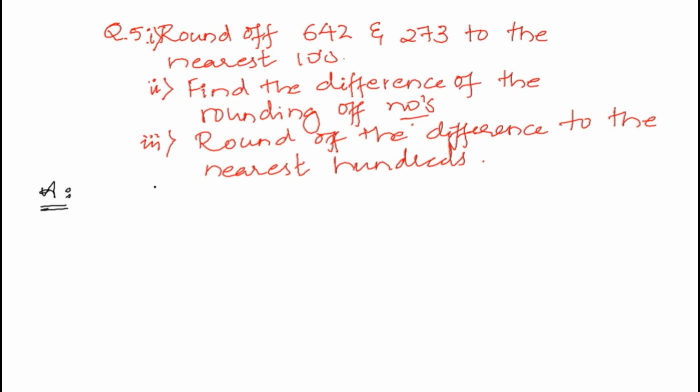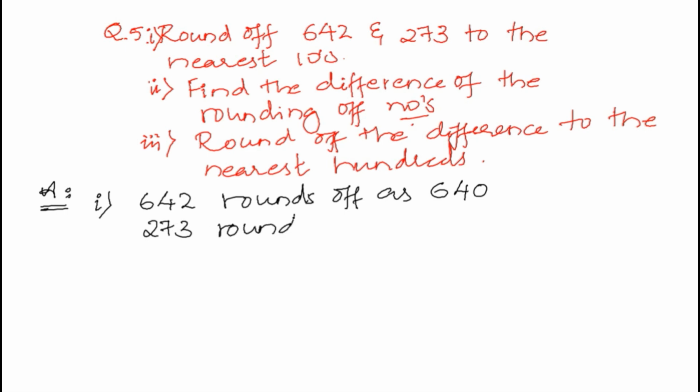First, we need to round off the numbers to the nearest tens. So 642 rounds off as 640. The reason is, for nearest tens, I need to look at units place. Here the units place is 2, therefore the rounded off number will be 640. 273 rounds off as 270.